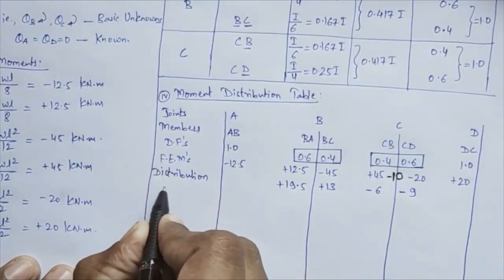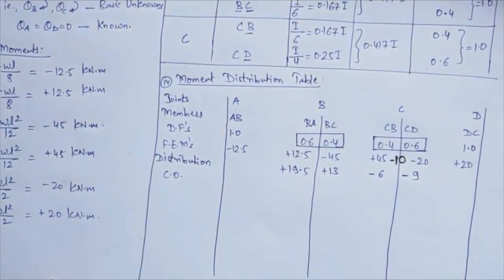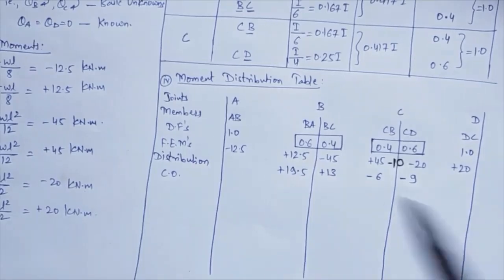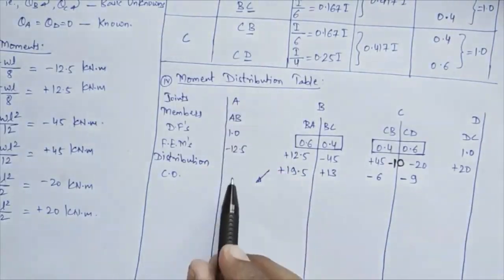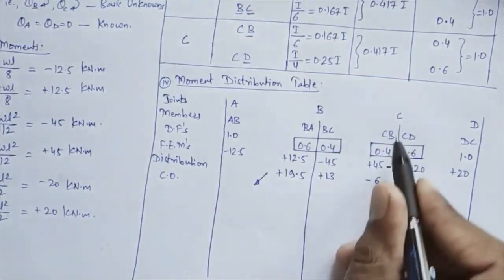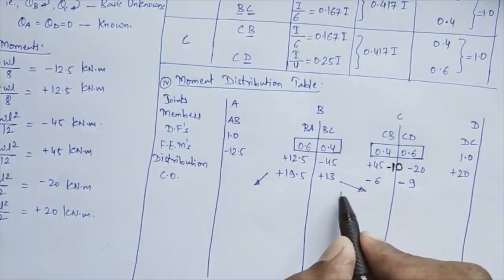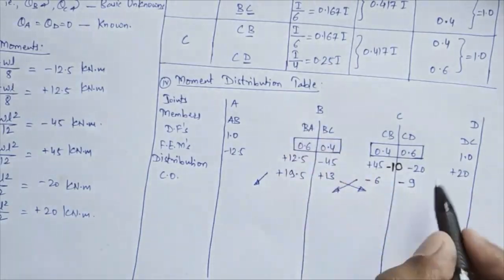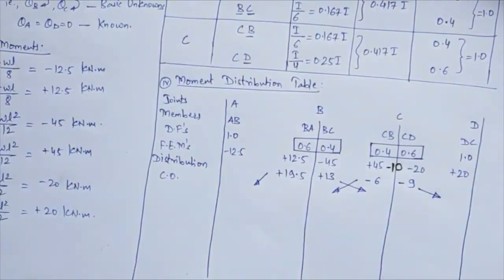After doing the distribution, the next part is the carry over. Carry over has to be done for the moments for which you have calculated the distribution factors and carried out the distribution. Now the BA moment will get carried over to AB, but the condition is that A must be capable. It is capable, so this carry over is possible. Next, the BC moment will get carried over to CB, but the condition is that C, the farther end, must be capable. Yes, it is capable, so this carry over is possible. In the same way, the CB moment will get carried over to BC, since B is a capable support. Also the CD moment will get carried over to DC, because D is also capable.